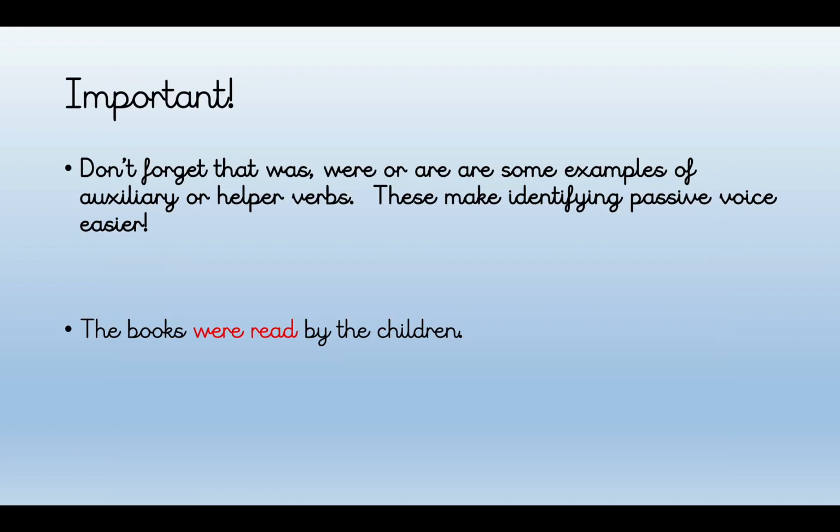This is the important point. Don't forget that was, were, or are are some examples of auxiliary verbs, but we also call them helper verbs. And these make identifying passive voice easier. So for example, in this sentence below, the books were read by the children. The sentence is in the passive voice. The passive verb is were read. So it's not just the verb read, we also have were as part of the passive verb as well. So don't forget were or was or are. These are also included in the passive verb.